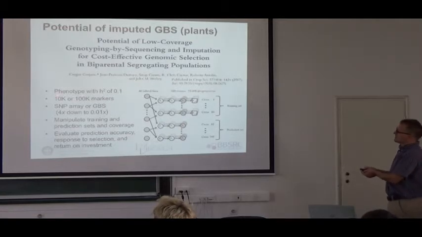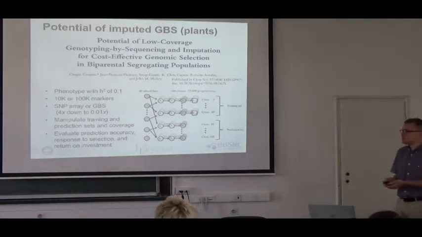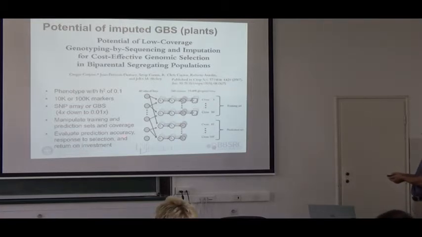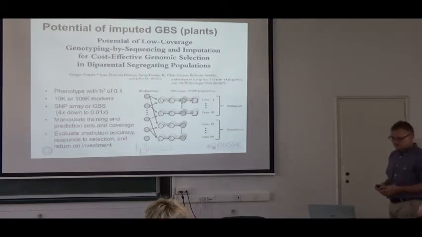I'm having a trait with a heritability of 10%. We have either 10,000 or 100,000 markers, assuming that these markers are being targeted with a SNP array or a really, really high density GBS, or GBS between 4x and 0.01x. Again, as before, I'm going to be manipulating the training and prediction set as well as the coverage of genotyping by sequencing. I'm going to show the results: how this affects accuracy, response to selection, and now very importantly also return on investment.